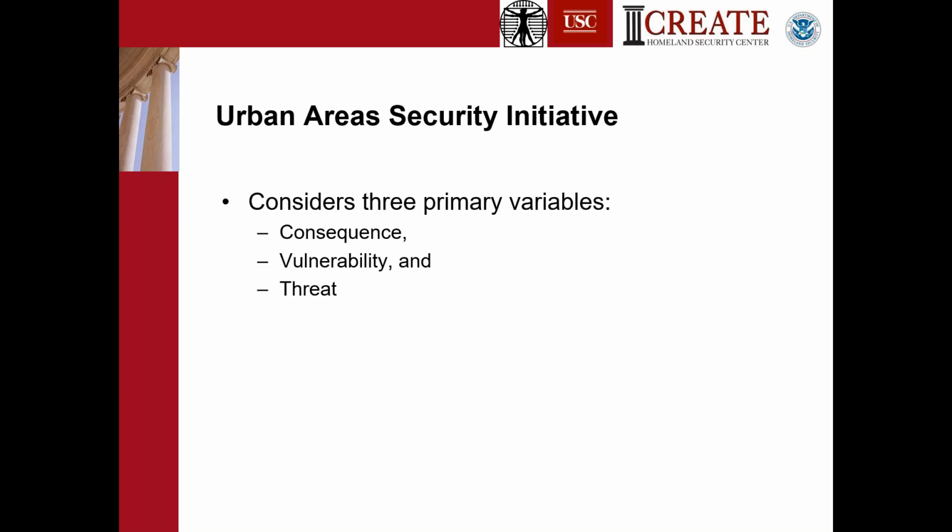The UASI process is designed to focus on 3 primary variables. One is consequence. How bad could an attack be? So, for example, an attack in New York City is likely to cause more property damage than an attack in, say, Las Vegas, just because property is more valuable. Vulnerability, how likely is it that an attack would succeed? And threat, is there any reason to believe that somebody wants to launch that type of an attack?